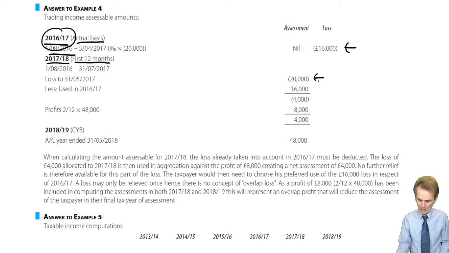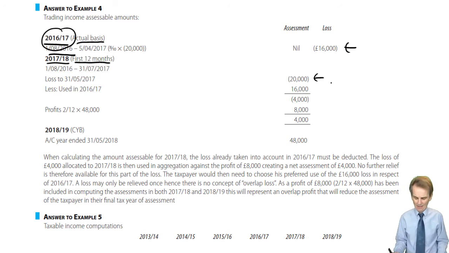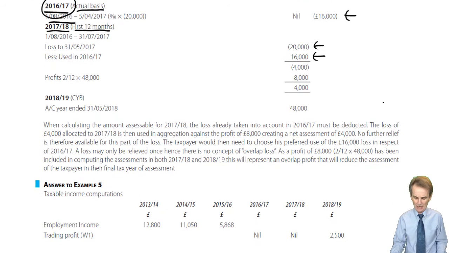All of the opening 10-month loss, but there is no concept of overlap loss. Therefore, we had to remove the amount that had been used in 16-17, and that left us with £4,000 worth of loss. But that was only 10 months out of the first 12, so we had to put that together with 2 months worth of the second accounting period, which was a period of profit. That profit of 8,000 wiped out the loss and left you with a profit assessment of £4,000.